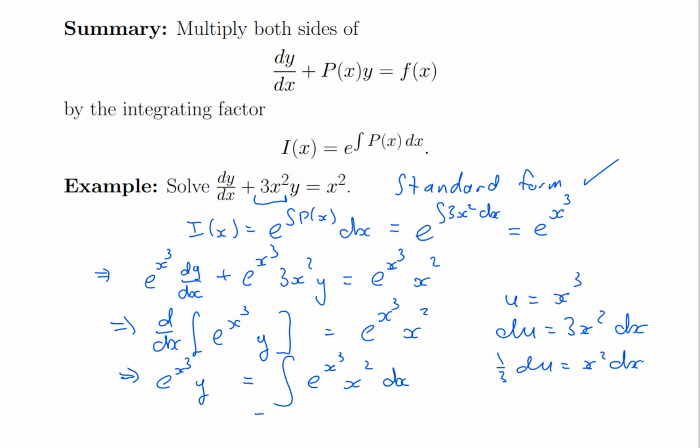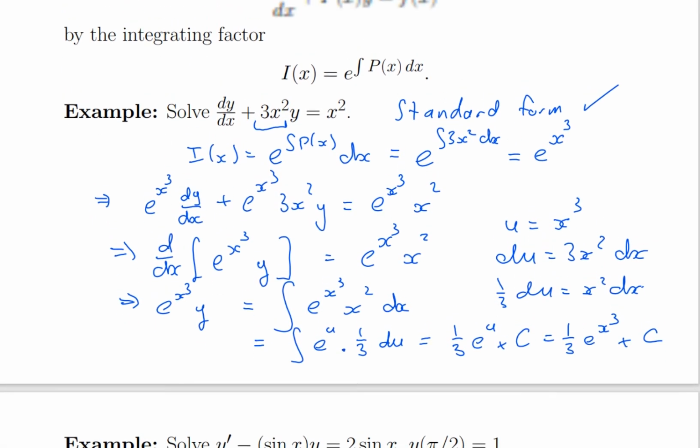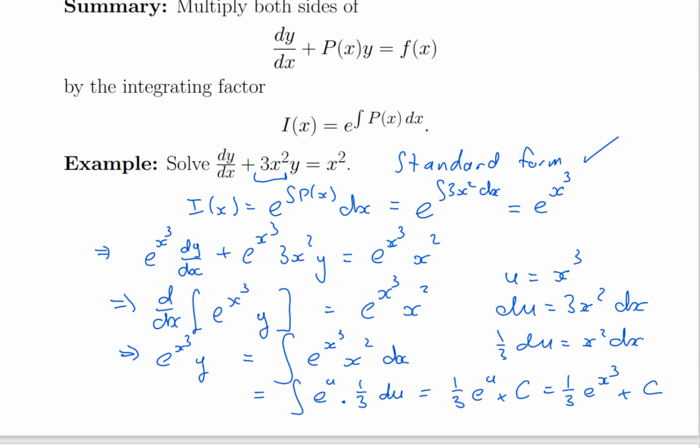So if I make that substitution, I get the integral of e to the u times x squared dx, which is equal to 1/3 du. So that is 1/3 e to the u plus c, which is 1/3 e to the x cubed plus c. Do I have any more space? No, it's gone. My solution is to solve for y by dividing by e to the x cubed. I get y is equal to 1/3 plus c e to the minus x cubed.